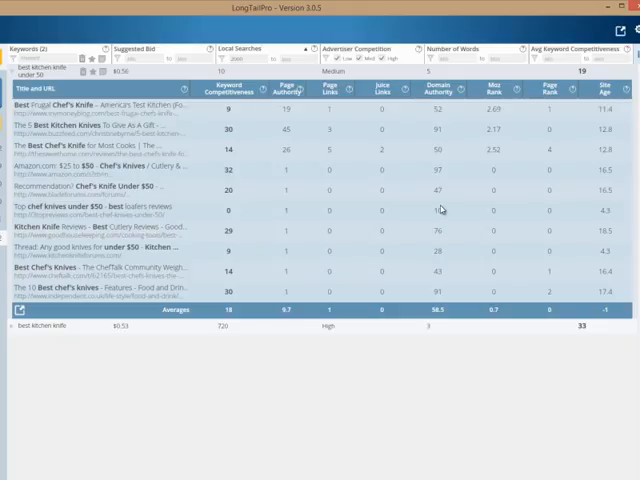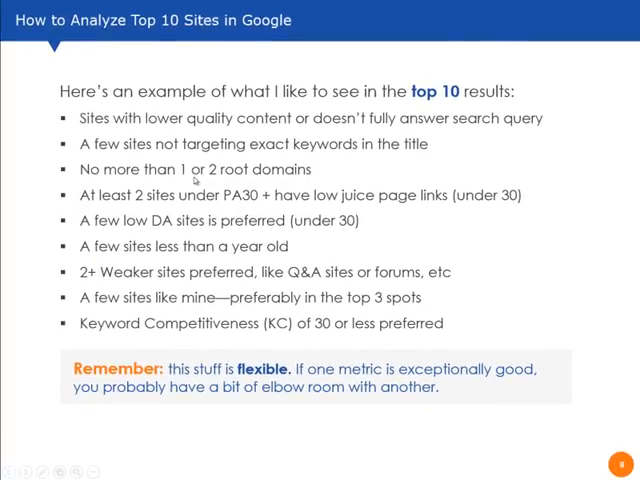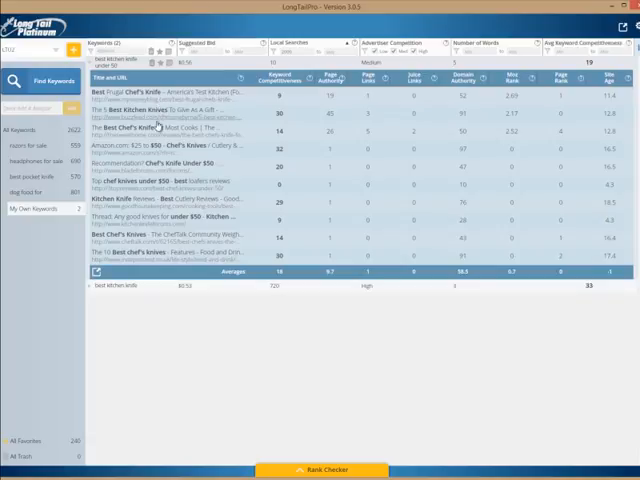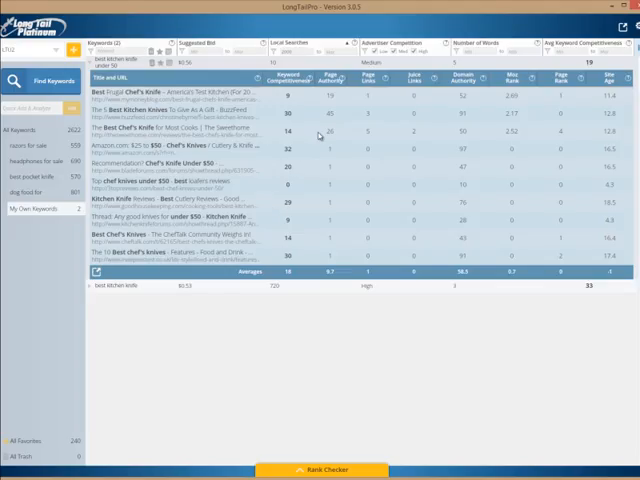3topreviews.com has a domain authority of 10, and this kitchen knife forums has a domain authority of 28. So very low domain authority. 1 or 2 root domains. I'm not seeing any root domains. Let me just double check that's correct. 2 sites with a page authority of 30 and low juice page links.